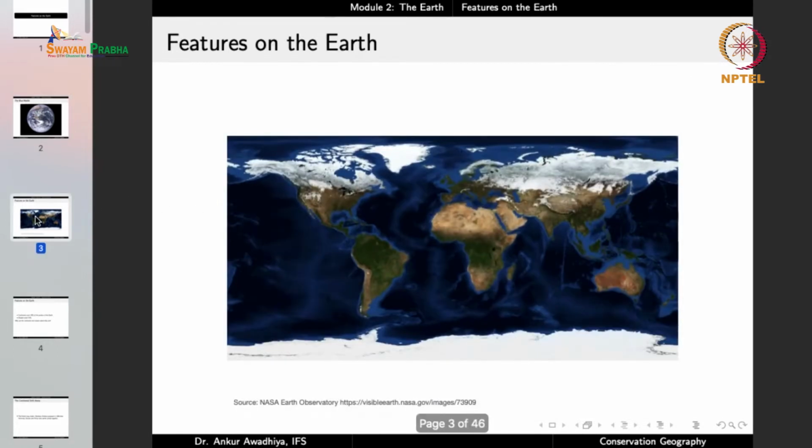Now if we made a map of the Earth, this is how it will look. Here we can observe the different continents. So we have North America, South America, Africa, Europe, Asia, Australia and Antarctica. And between these continents we have all these blue things which are water bodies. So we have the oceans and we have the seas.